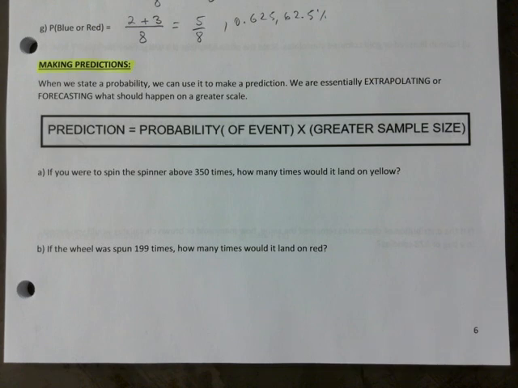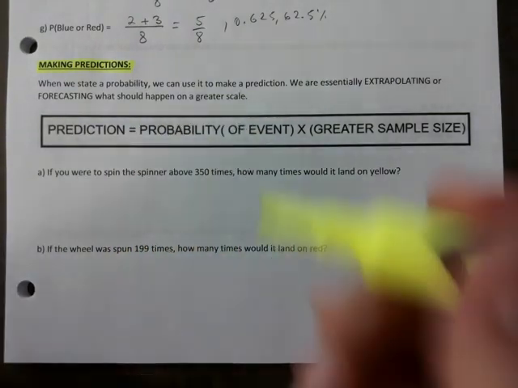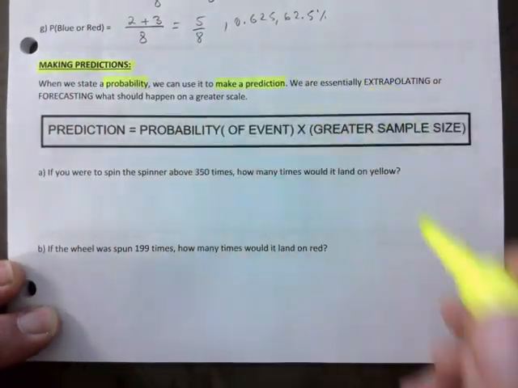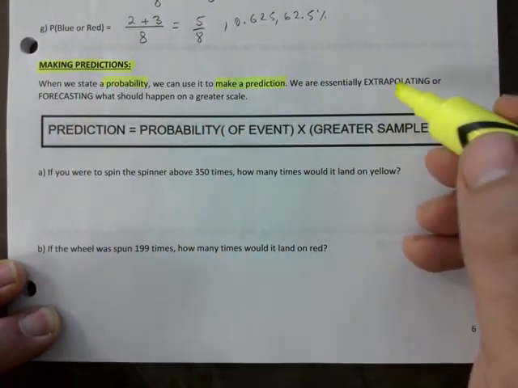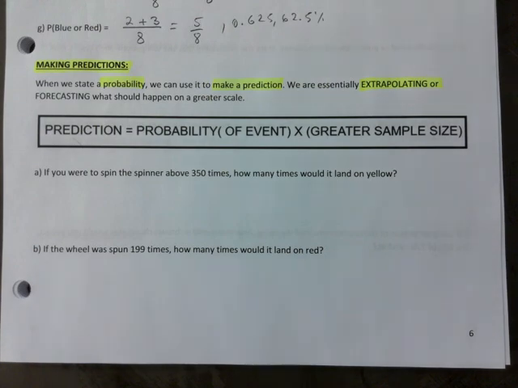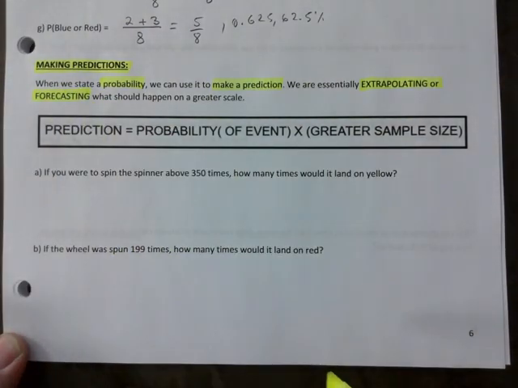I'm going to ask you, hey, can you predict what's going to happen on a larger scale? When we state probability, we can use it to make a prediction, right? We essentially are extrapolating. Have you ever heard of that word? Think of extra. You're going above and beyond what you're currently seeing. You're going into forecasting mode, right?